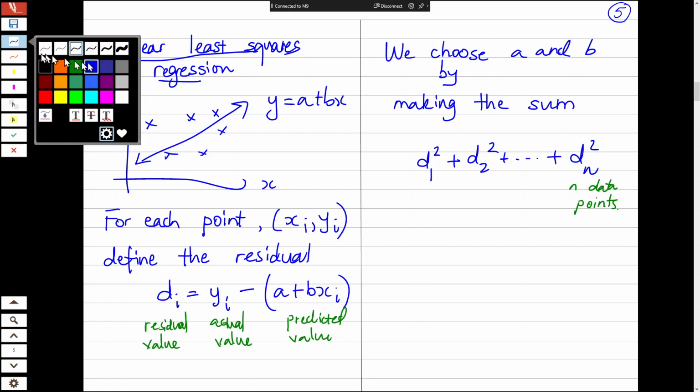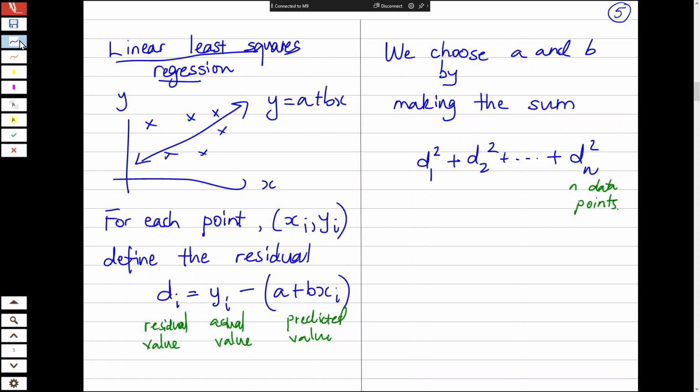D1 squared plus D2 squared. Do it for every single data point. Take the residual and square it and add them all up.